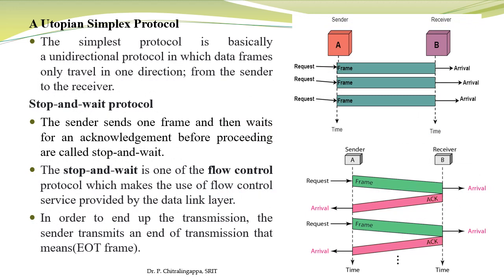In the simplest protocol, the sender is sending the frame only, but we are not getting any acknowledgement. Sender sends the frame, receiver receives the frame. That is called the simplest protocol. Only one direction, we are sending the data, that's all. Coming to the stop and wait protocol, the sender sends one frame and the receiver sends one acknowledgement to the sender. So acknowledgement plays an important role here. This is called the stop and wait protocol.